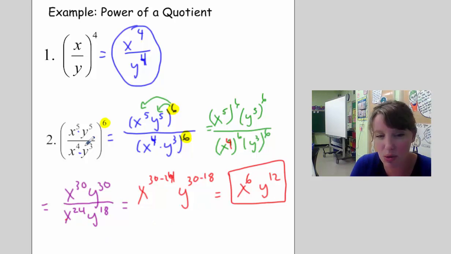Okay, that was the most complicated because that used the most amount of rules. It would use the power of a quotient rule right here. You use the power of a product rule, then you use the power of a power rule, then you use the quotient of powers rule. So that was a pretty complicated one.